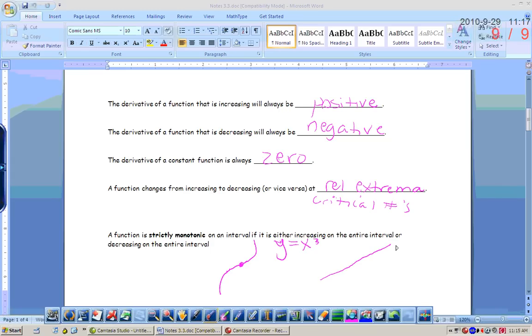The derivative would equal 0 at x equals 0. It's still considered strictly monotonic, because you're increasing to the left of that point and increasing to the right of that point.